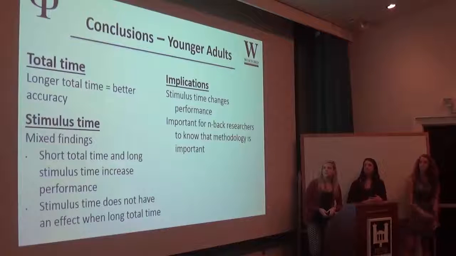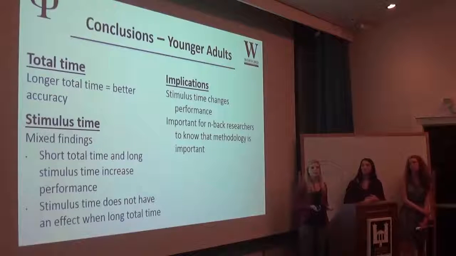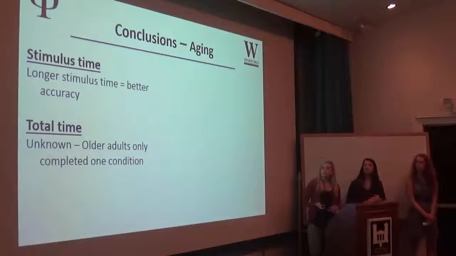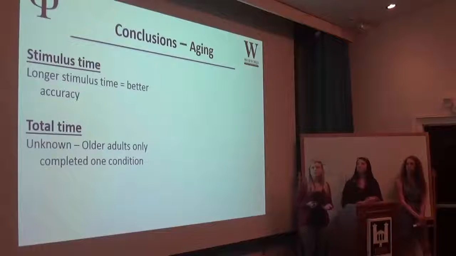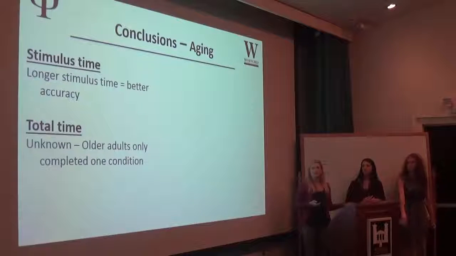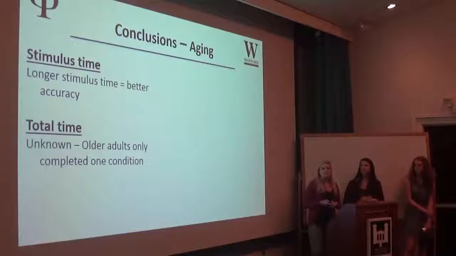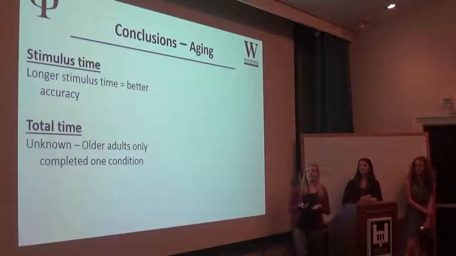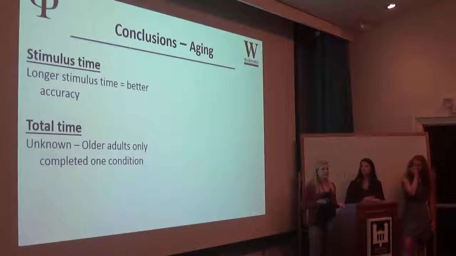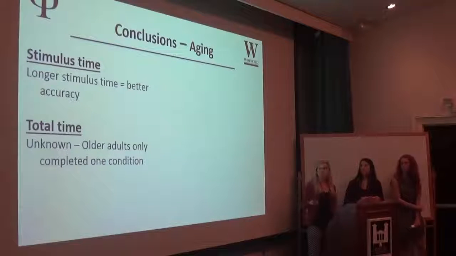So some implications from these conclusions: it does seem that stimulus time changes performance. Therefore, it's very important when researchers implement the n-back task that they should be aware that methodology is important. And for the older adults, the longer stimulus time resulted in better accuracy, and this can be referred back to our Brouwer's model. They had more time to go outside of their focus of attention, retrieve items from the region of direct access, and then make that decision. This is pretty impressive for older adults because it means these items are still available to them. For total time, this is not really known because older adults only completed 1 condition, which leads us to a future direction: maybe having the older adults complete the other 2 conditions.